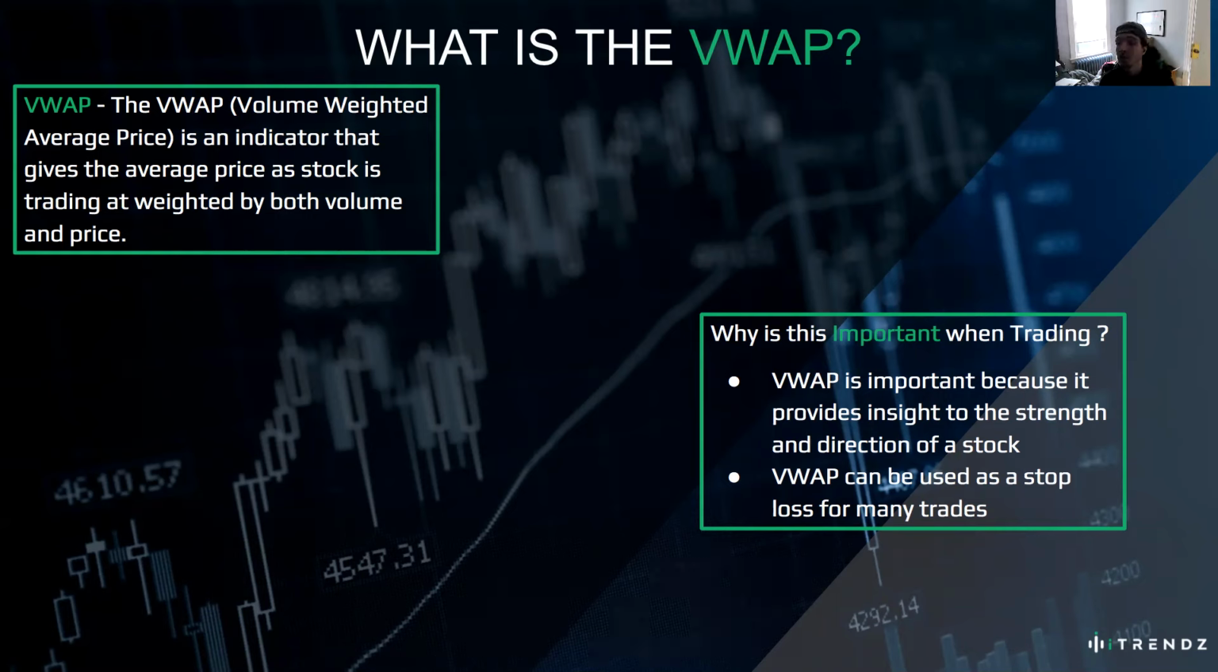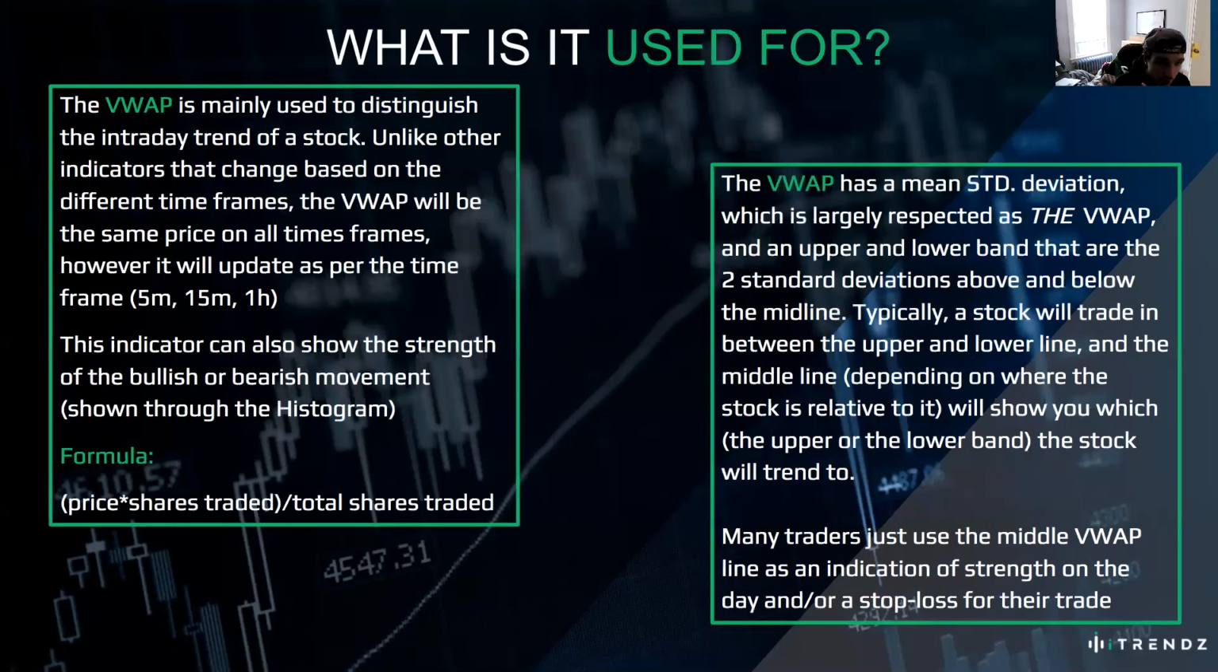For the most part, traders like to identify where your trend is, right? We're always looking for where's the trend. So above the VWAP, it's generally regarded as a strong uptrend. And then below the VWAP, it's generally regarded as a strong downtrend. So VWAP is mainly used to distinguish the intraday trend on a stock.